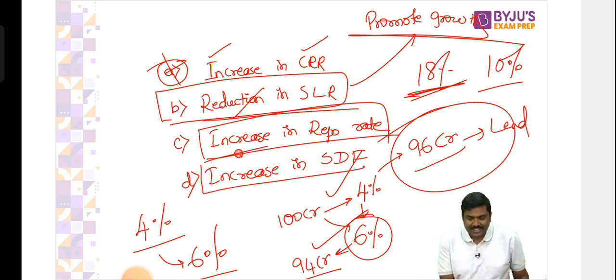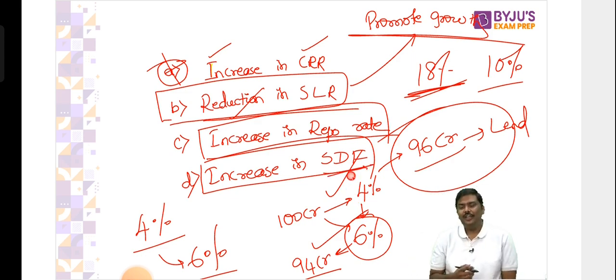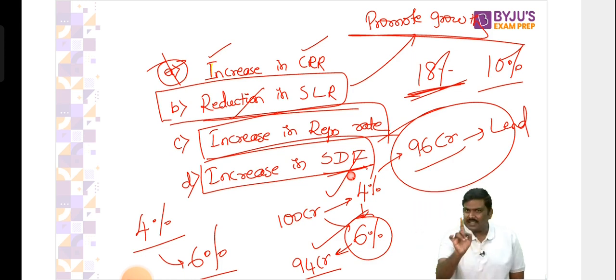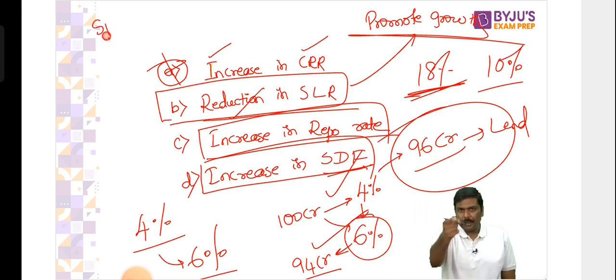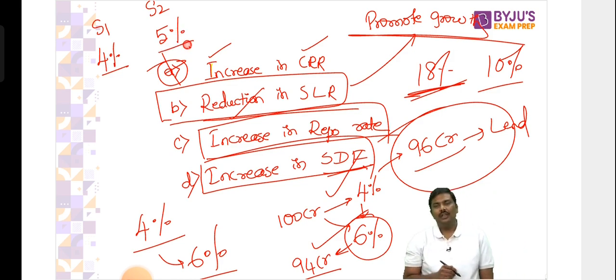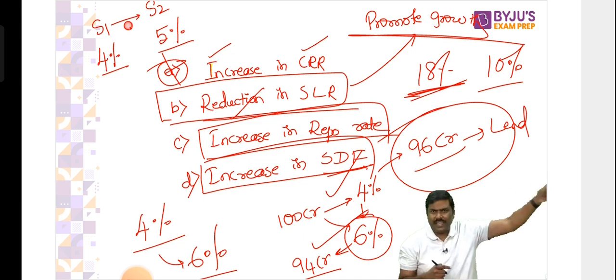And finally, increase in SDF. Sir, how come an increase in the SDF, that is the standing deposit facility, will not be the answer to promote growth? Let me explain this. Understand this carefully. I'll ask a very simple question. Situation 1, if you deposit money, you'll get 4% rate of interest. Situation 2, if you deposit money, you'll get 5% rate of interest. Now, a simple question by the way. If you move from situation 1 to situation 2, will you deposit more money or less money?